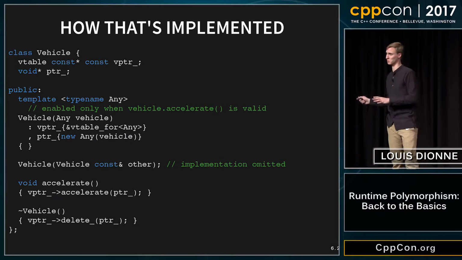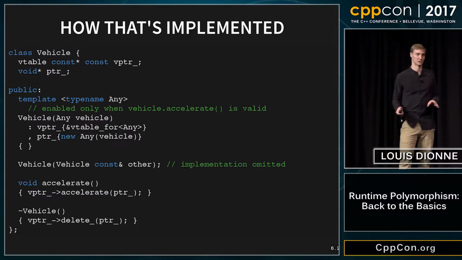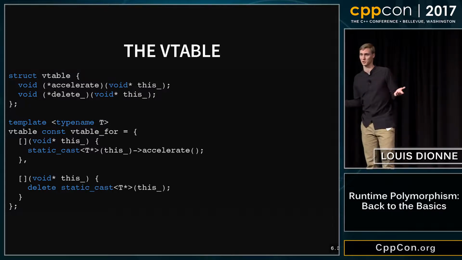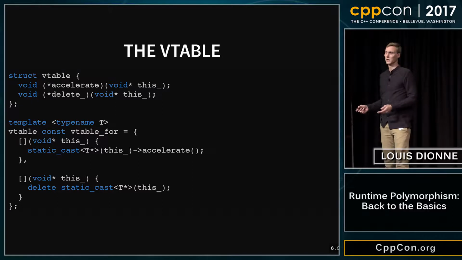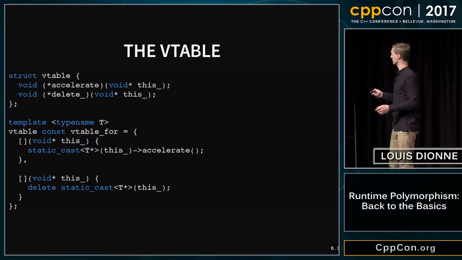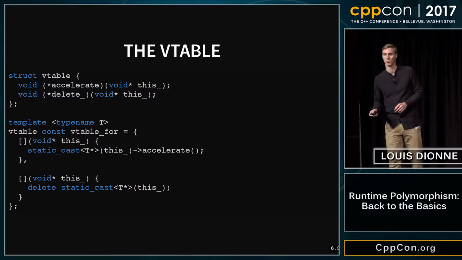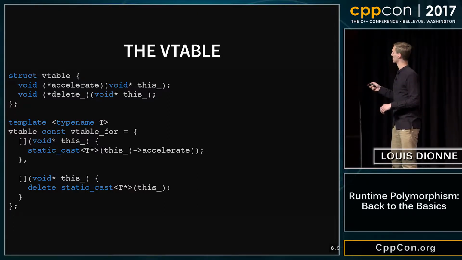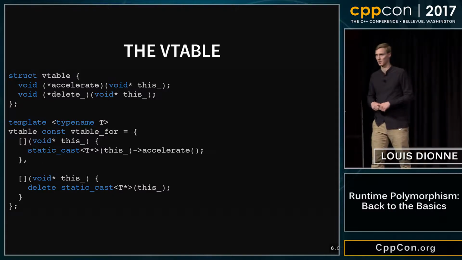So I hope this doesn't look too weird to anyone. Now let me show you what the vtable looks like. A vtable is just a struct with function pointers. It's just a table with function pointers, and so I have function pointers in there. And then I need to initialize my vtable somewhere. So what I do here is I have this little variable template. This is a C++14 variable template.